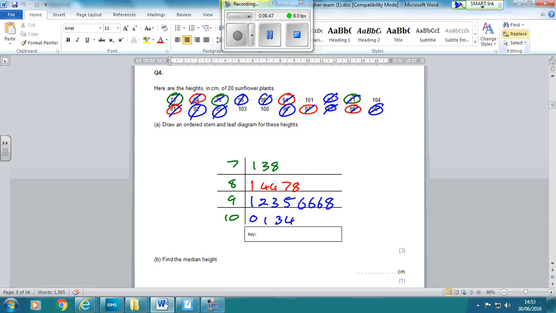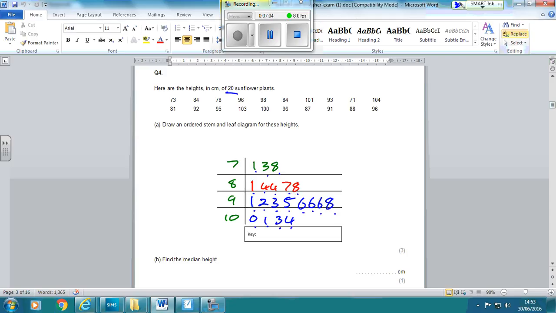And what I'd then do is just count how many numbers I've put in my diagram, and also make sure it's the same as the number up here. So there's 20 pieces of data here, so that's 1, 2, 3, 4, 5, 6, 7, 8, 9, 10, 11, 12, 13, 14, 15, 16, 17, 18, 19, 20. Because there's 20 pieces of data there, chances are I haven't made any mistakes.